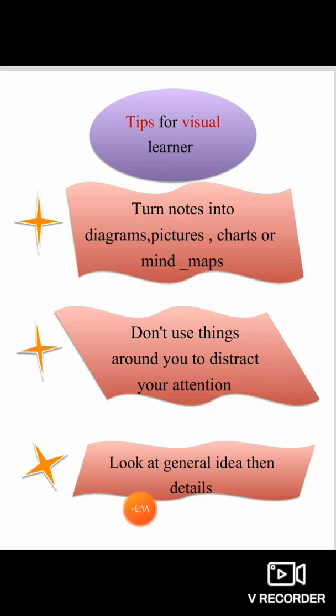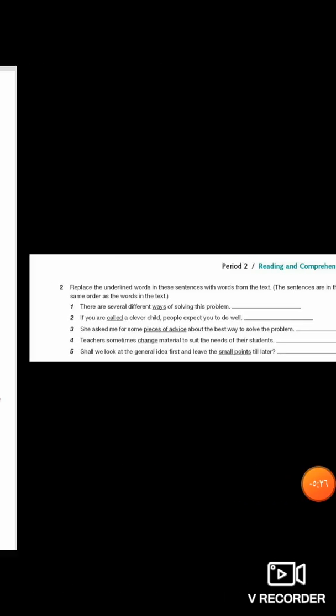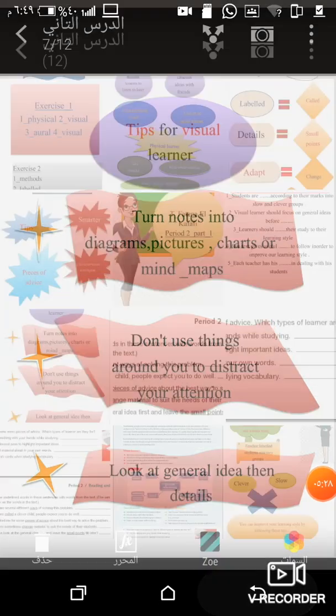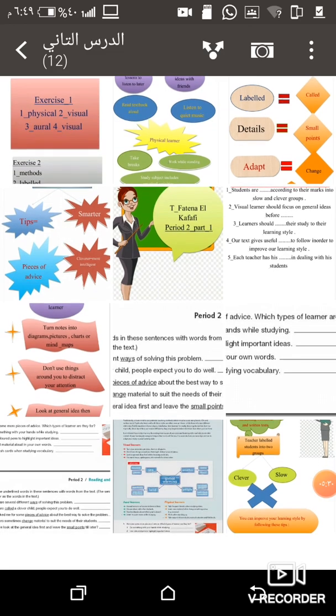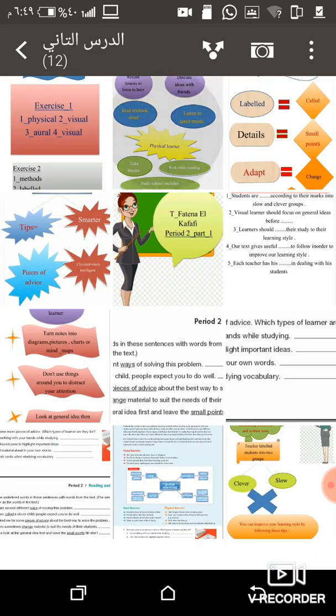Okay, also here look at general idea then details. لما تاخدي درسك في اللغة الإنجليزية ابدأي بالجنرال idea، خدي فكرة عامة then go to details وبعدين بتروحي للتفاصيل والأشياء الدقيقة, small points I mean. So this is for whom? For the visual learner. Let's move now to oral and physical.